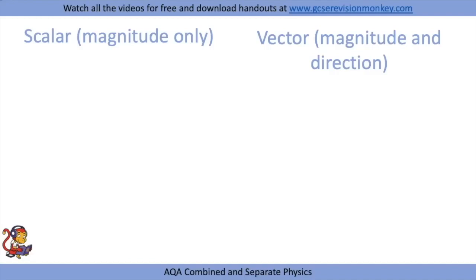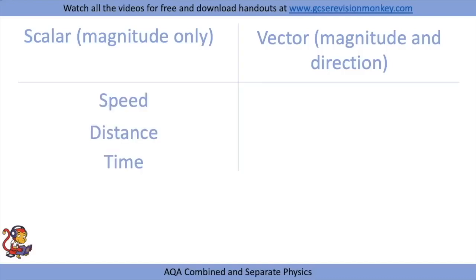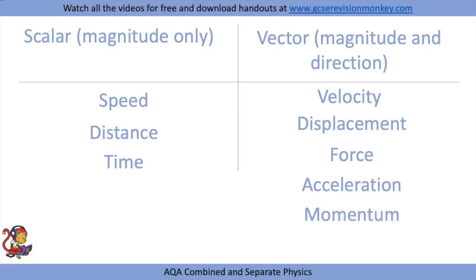Let's first look at the difference between scalar and vector quantities. Some examples of scalar quantities are speed, distance, and time. And some examples of vector quantities are velocity, displacement, force, acceleration, and momentum.